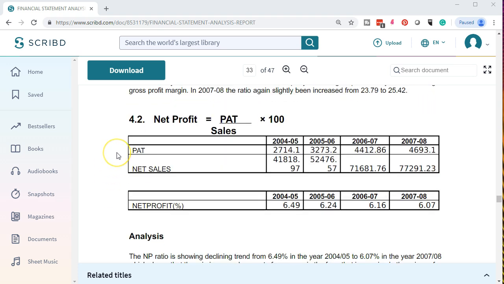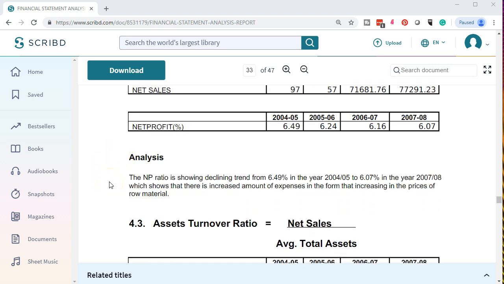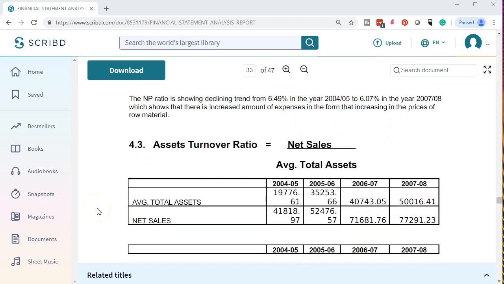So then we have the net profit. So net profit calculation, we're going to go down. Once again, you can calculate it again. We're going to go down to the analysis. The NP ratio is showing declining trend from 6.49 in the year 2004-05 to 6.07 in the year 07-08, which shows there is an increase in amount of expenses in the form that increasing in the prices of the raw materials. So again, note how the explanation is happening here. It goes to why it's happening, increasing prices in the raw materials.